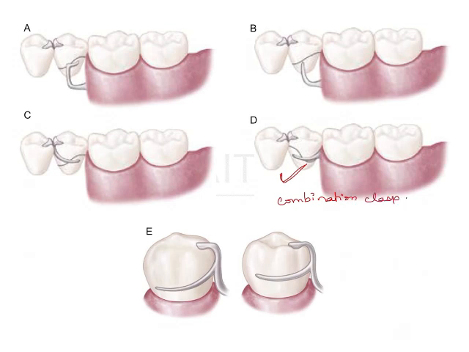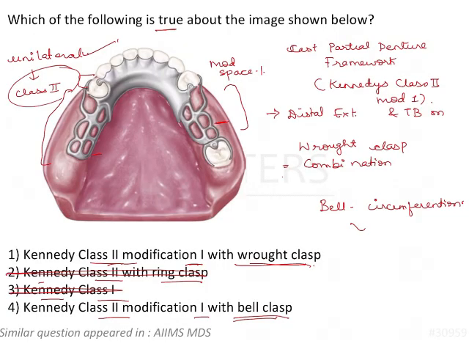Now I will tell you why this is a combination clasp. A combination clasp always engages the mesiobuccal undercut. Okay, if you look at this image over here, it is coming from the minor connector and engaging mesiobuccally. That is a characteristic feature of a combination clasp, and it is soldered here to minor connector.